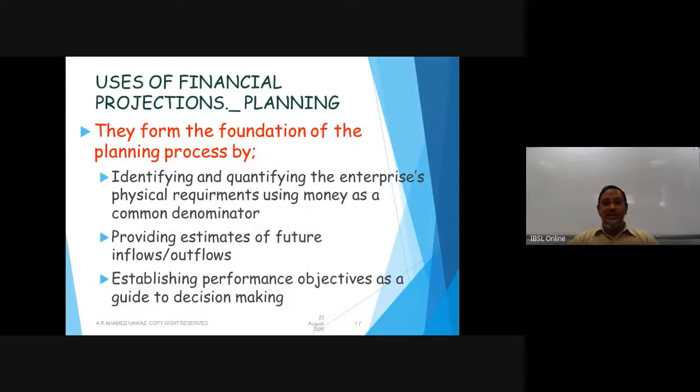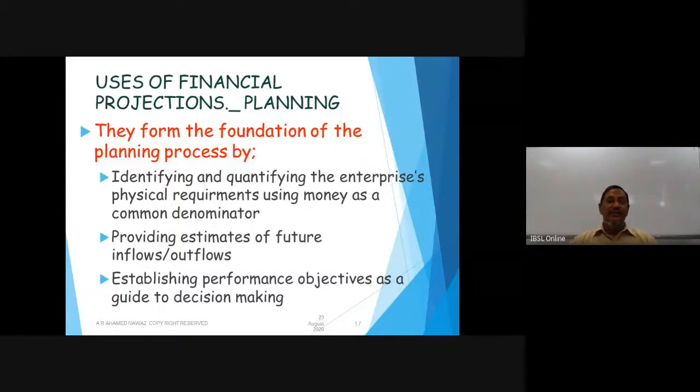Uses of financial projection: it is a planning instrument. Projections form a foundation to the planning process by identifying and quantifying the enterprise's physical requirements using money as a common denominator. Identify the requirements of the business. How much? Quantify it. Identify and quantify.